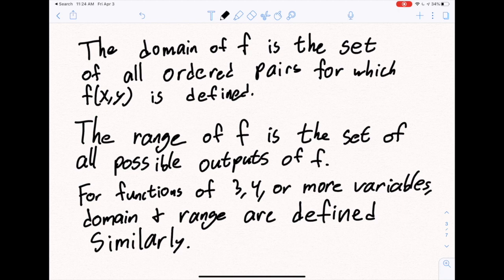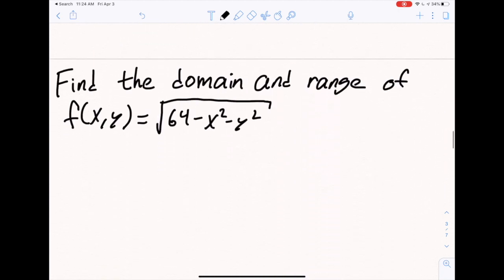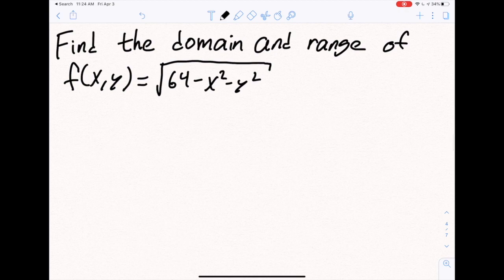So let's take a look at this in practice. We want to find the domain and range of f of x, y equals the square root of 64 minus x squared minus y squared. Remember, domain is the set of all allowable inputs, so I like to think about what is the set of not allowable inputs. What inputs break the function?